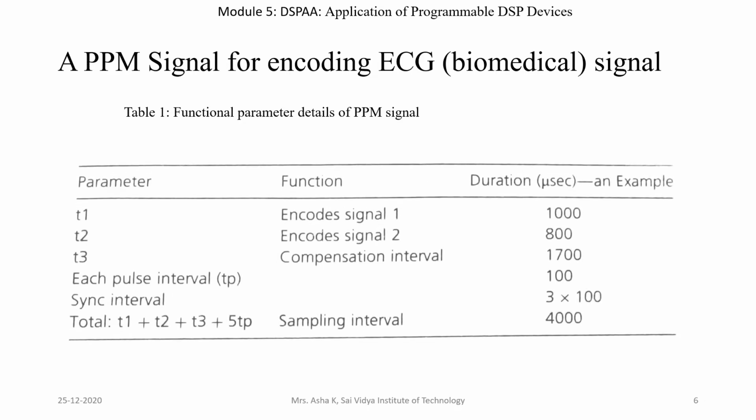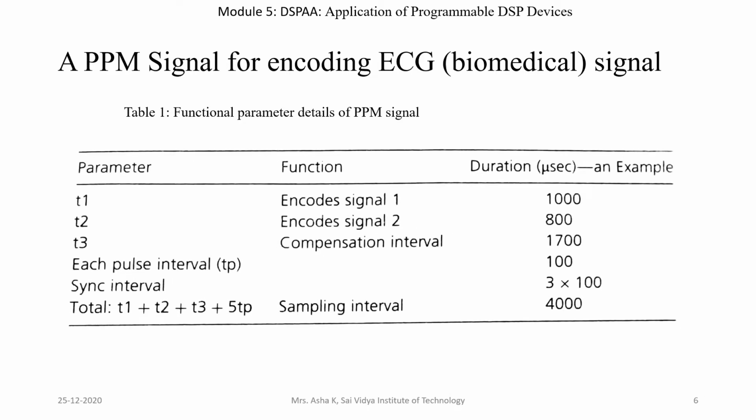Here the table consists of functional parameters, details of the pulse position modulated signal. The parameters we discussed in the previous slide are here. T1 encodes the signal 1, and T2 encodes the signal 2, whereas T3 is the compensation interval, and each pulse interval TP is the synchronous interval. The total is the addition of T1 plus T2 plus T3 plus 5 pulse intervals, which together constitute the sampling interval.